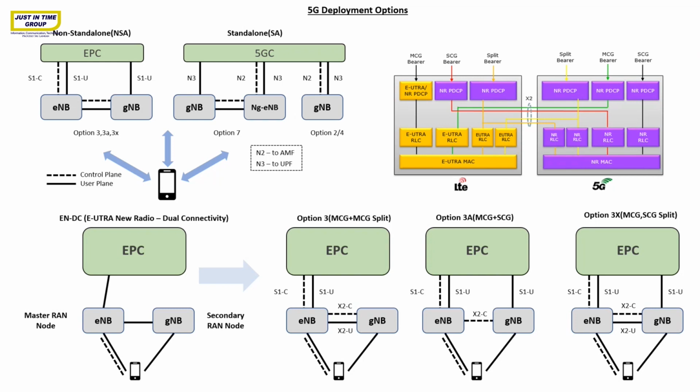The most popular option or configuration of deploying 5G right now is option 3. And under that, there is an option called option 3X. That's what you can see over here. We will connect the 5G gNodeB to an eNodeB, and then the eNodeB will connect to an EPC. So this eNodeB will work as a master RAN node, and the gNodeB will work as a secondary RAN node.